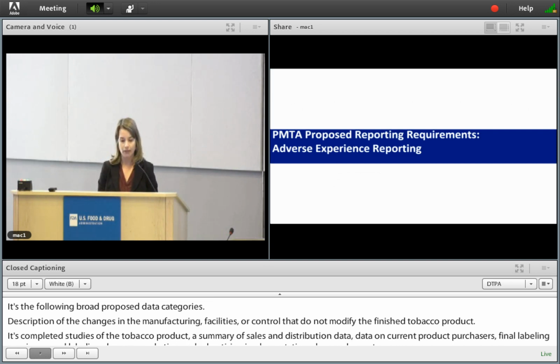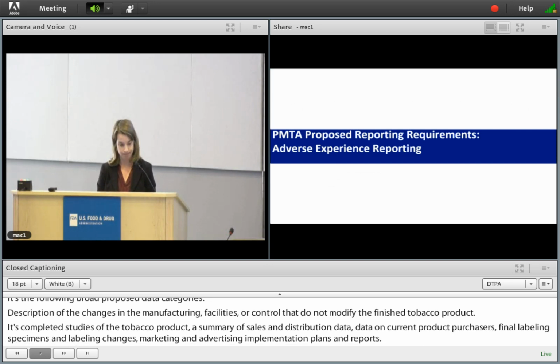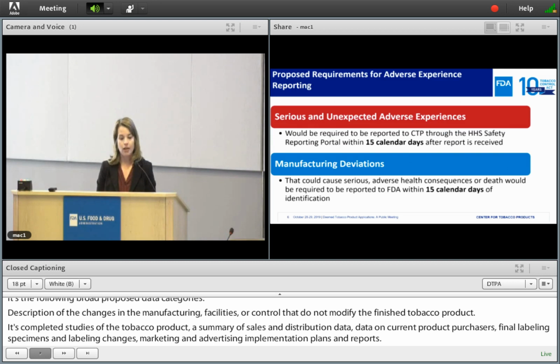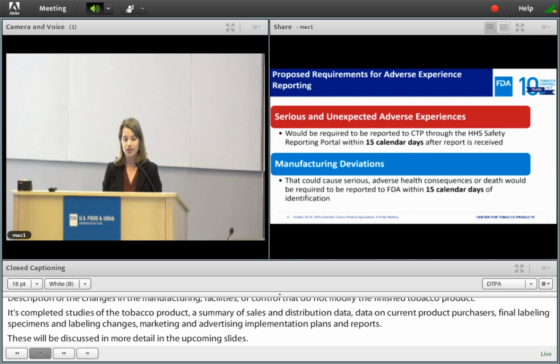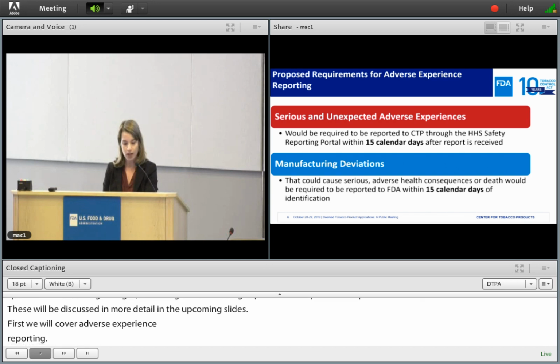First, we will cover adverse experience reporting. The PMTA and PRM proposes the applicant report all serious and unexpected adverse experiences associated with the tobacco product that have been reported to the applicant or that the applicant is aware of to CTP's Office of Science through the HHS Safety Reporting Portal within 15 calendar days after the report is received by the applicant.